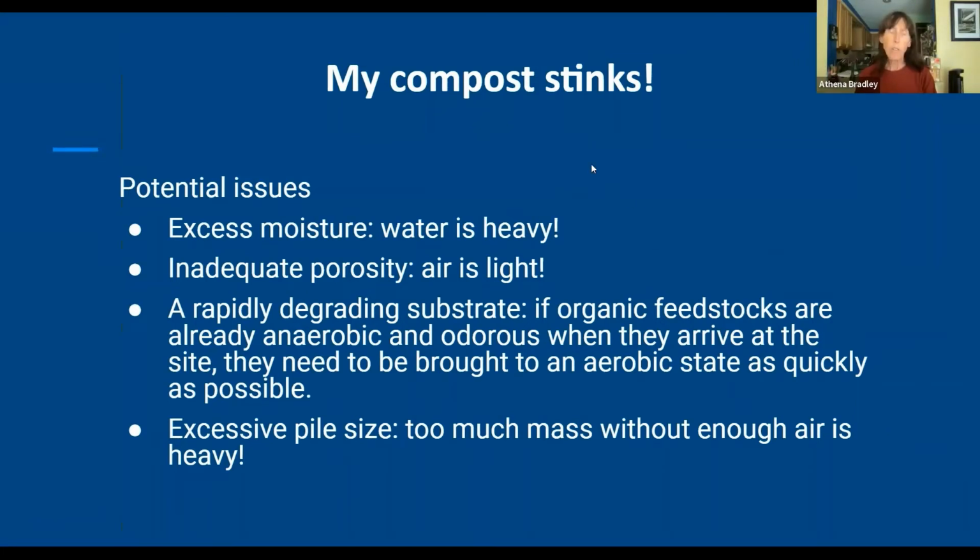Okay, so my compost stinks. There are lots of reasons that your compost may stink, starting with food scraps. The very first thing that you need to remember about food scraps is that when you're collecting them, to stop any odors in your collection cart, you really want to keep them covered with a little bit of wood shavings or a light layer of sawdust.